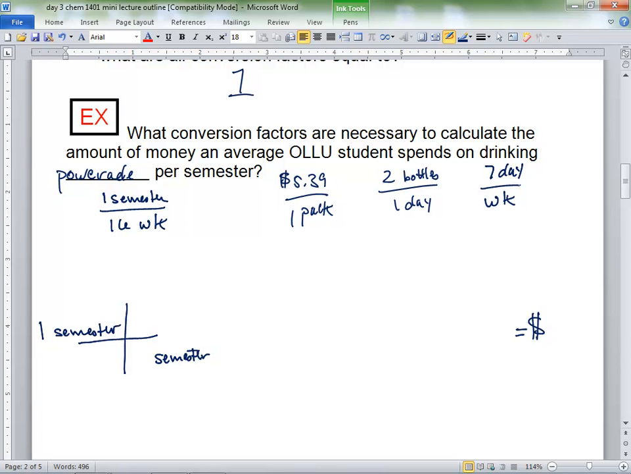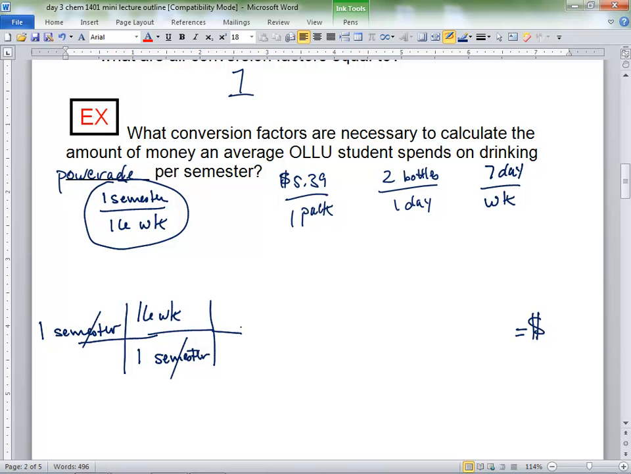Yeah, maybe that's enough, right? Let's try this. So the first conversion factor I'm going to pick is probably this one, right? The semester has to go on the bottom, the 16 weeks up on top, right? Because then the semesters cancel. Now I'm in weeks. I got to keep going. I want money, not weeks.